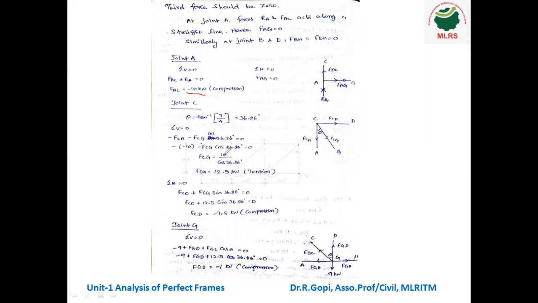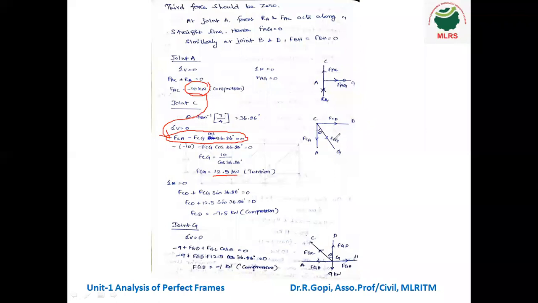So plus 10, and here also minus is there. So when this plus 10 comes to this side, it means minus 10. Minus minus cancel. So FCG is equal to 10 divided by cos 36.86 degrees. So FCG equal to 12.5 kilonewton. Just simplify this equation, that's all. For FCA, we already found it is minus 10 kilonewton. So substitute here, we can get the answer.